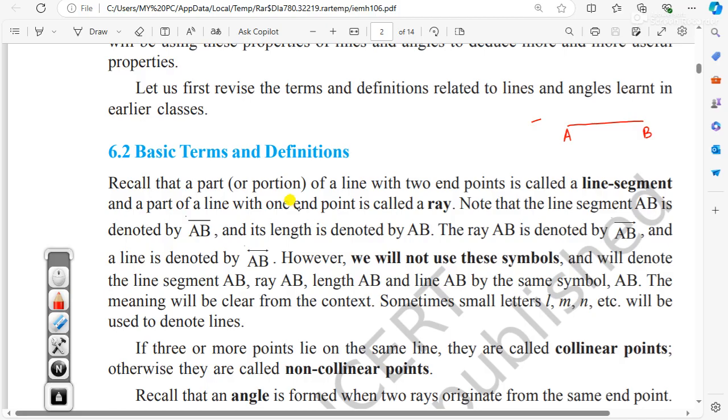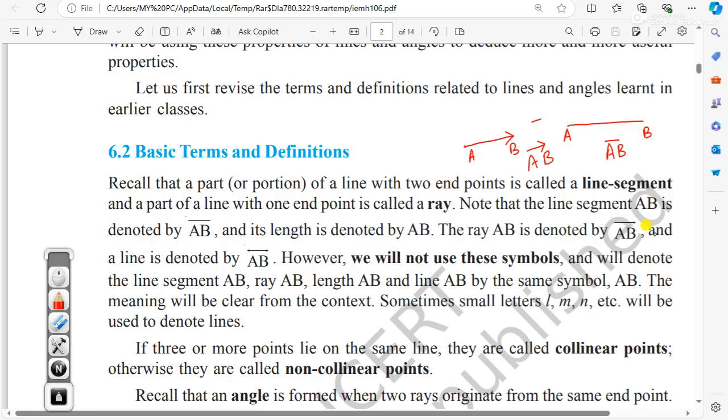And a part of a line with one endpoint is called a ray, and a ray can be represented in this way. Part of a line, this is a line, that is AB, and this is only one endpoint, that is a ray, right? Note that the line segment AB is denoted by AB, and there will be a line segment symbol. In case of a ray, it is AB, and there is a symbol of ray, right? In this way, right?